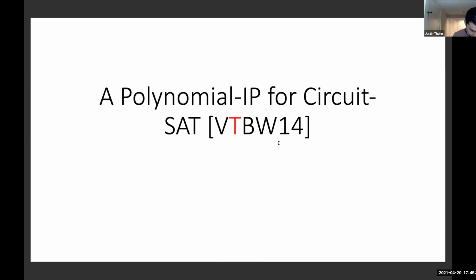Okay, so hopefully that's a reasonable overview of the sumcheck protocol. Now I want to talk about how to use it to design SNARKs.